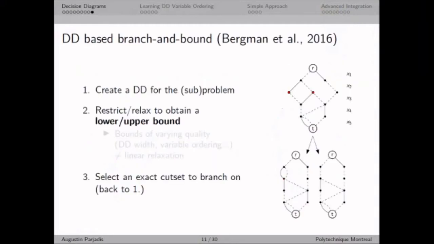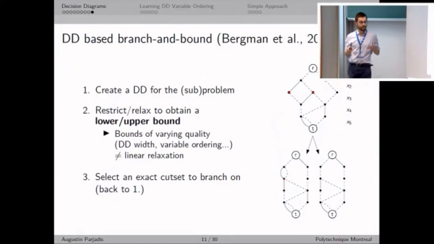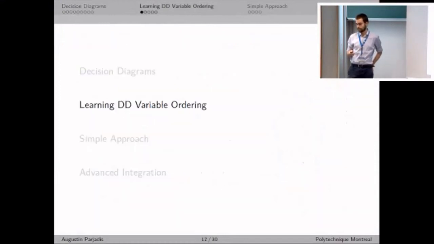With this, we can define a branch and bound scheme in which a DD is created for the problem. If that DD is too large to be compiled, we can restrict and relax it to obtain bounds, and then branch on nodes of the relaxed decision diagram to keep the search going. The interesting part is that, unlike linear relaxation, the bounds obtained with decision diagrams are of varying quality, depending on how they are being compiled. We will see how that can be leveraged to have a more efficient resolution.